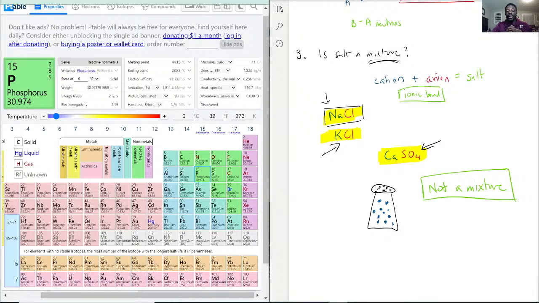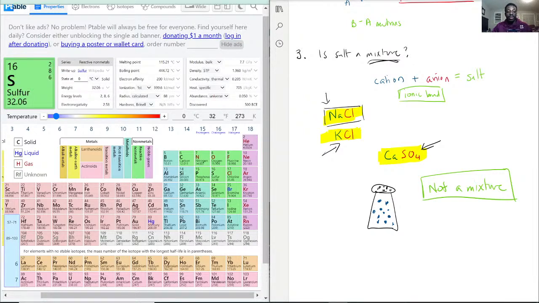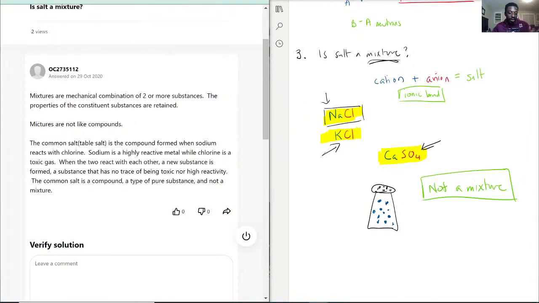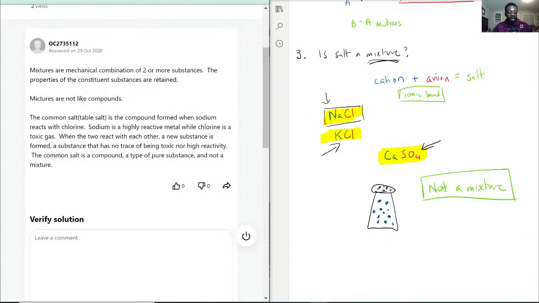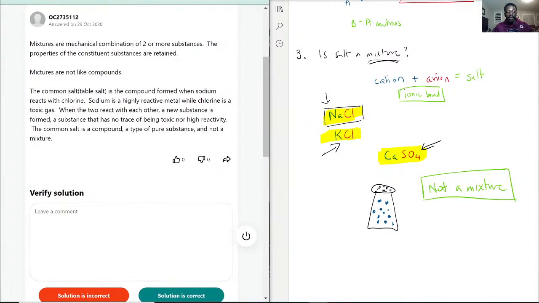But exactly. For salts, the only way it's a mixture is if they tell you with detail that it's composed of at least two different types of salts. Okay? So yes, let's see how we did. Common salt, table salt, is formed by a sodium reaction with chlorine. Okay? And with that being said, the common salt is a compound, a type of pure substance, and not a mixture. Okay? So with that being said, it's an ionic compound because of the ionic bond I mentioned earlier. That is what table salt is.